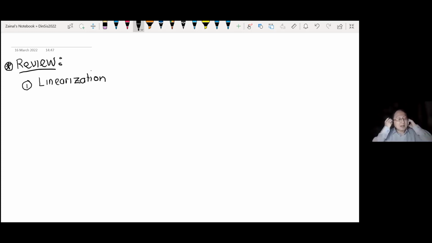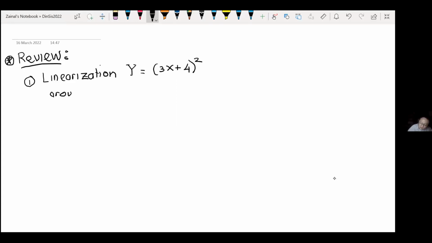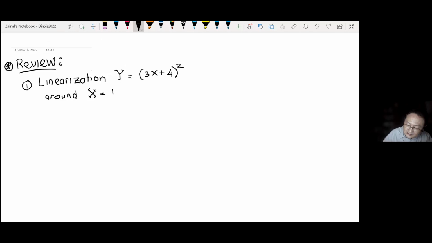Okay, for example, I give you this one: y is equal to (3x plus 4) square. Linearization of this one around x equal to 1, something like this, right? It's simple. Answer.